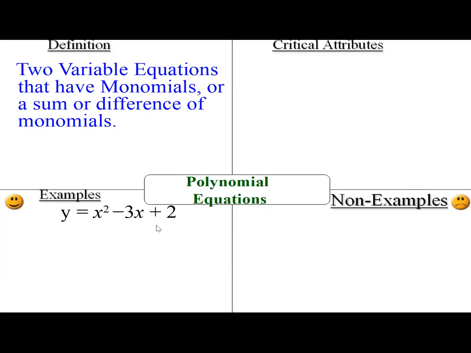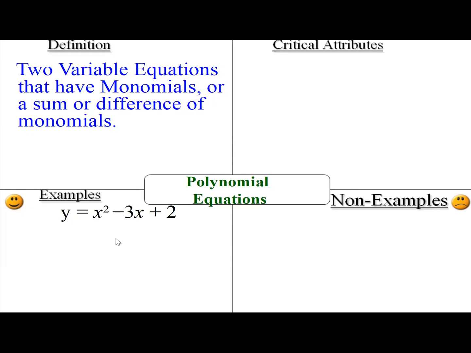Look at it. It says two variable equation. Does it have two variables? Yes, x and y. Is it an equation? Yes, it's got an equal sign. And it says it has monomials or sum or difference of monomials. Yes, here they are. x squared is a monomial, 3x is a monomial, 2 is a monomial, and there's sum and difference. Yes, okay. That's a polynomial equation.